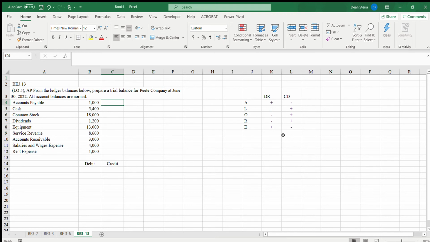So accounts payable is a current liability. Cash is a current asset. Common stock is stockholders' equity. Dividends, that's kind of like stockholders' equity. Equipment, that's property, plant, and equipment. Service revenue, okay, that's a revenue. Accounts receivable is a current asset. Salaries and wages is an expense. And rent expense is an expense.